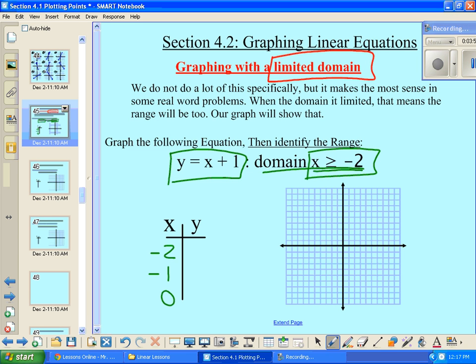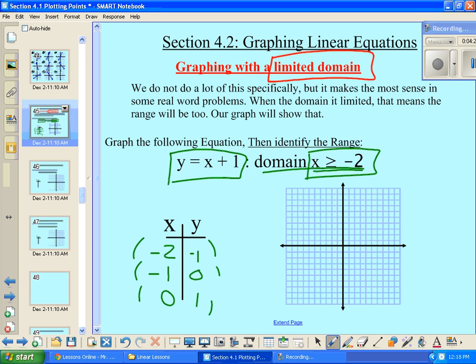When I put in negative 2 for x, negative 2 plus 1 gives me negative 1. So that's what I get for my y coordinate there. If I put in negative 1, negative 1 plus 1 gives me 0. And if I put in 0, 0 plus 1 just gives me 1. So again, this seems pretty familiar. Now I'm just going to plug my x values in, get my y coordinates, and plot these points. So that's nothing too new yet.